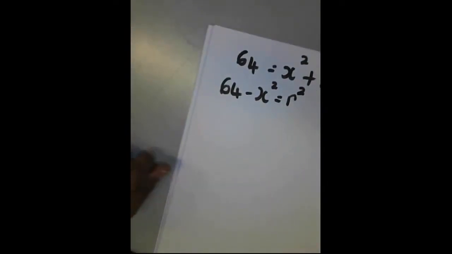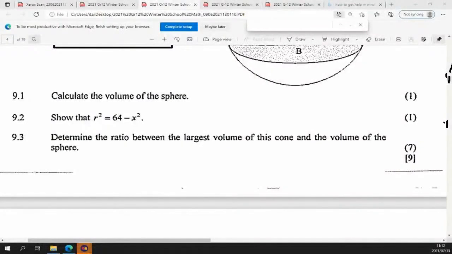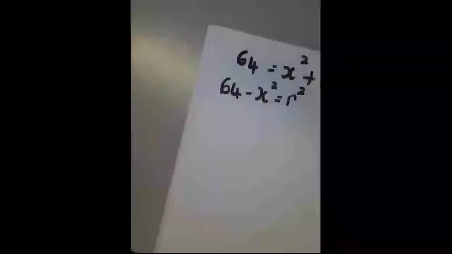Determine the ratio between the largest volume of this cone, that's the next question, and the volume of the sphere. So 9.3. Let's go there. What does 9.3 ask? Determine the ratio between the largest volume of this cone and the volume of the sphere. We already have the volume of the sphere, so we need the volume of the cone, and then we're going to compare them. Let's see what we must do.